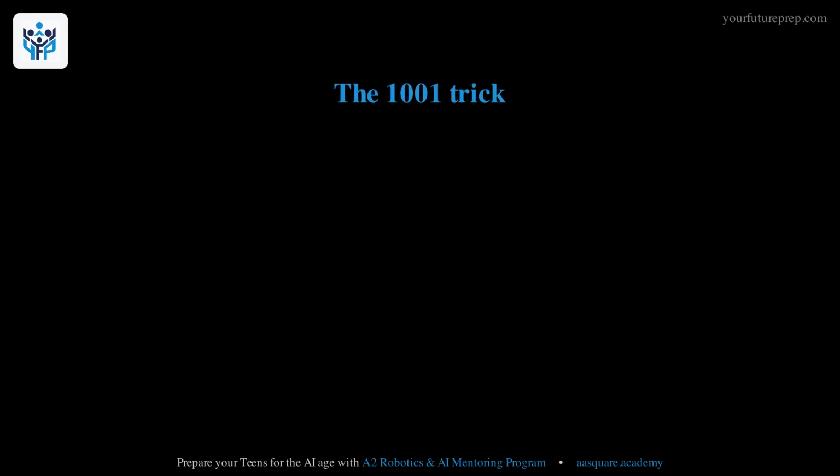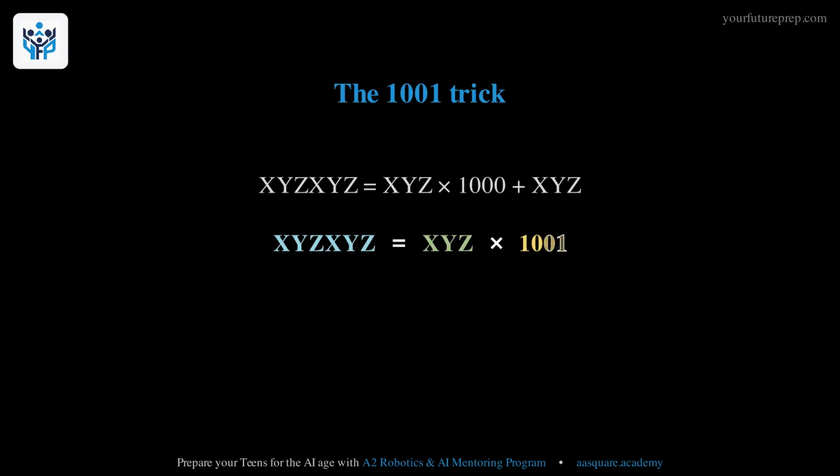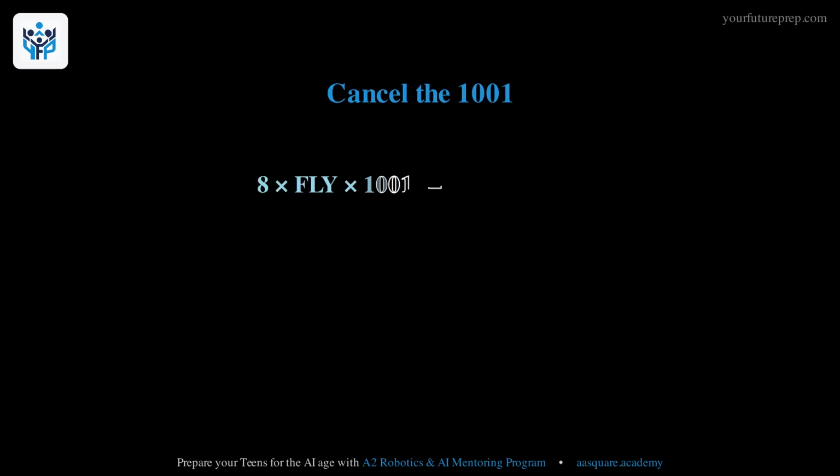Here's the key idea. A 6-digit number that repeats a 3-digit block, like XYZXYZ, equals that 3-digit block times 1001. That's because it's the block times 1000, plus the block again. So FLYFLY is FLY times 1001. And BUGBUG is BUG times 1001.